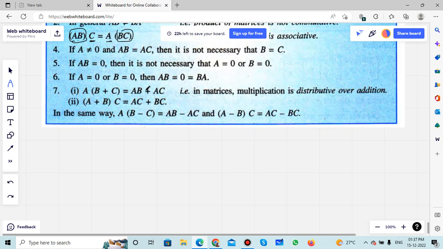A into (B plus C) is equal to AB plus AC. Yes, matrix multiplication is distributive over addition. (A plus B) into C is AC plus BC. Yes, it is.